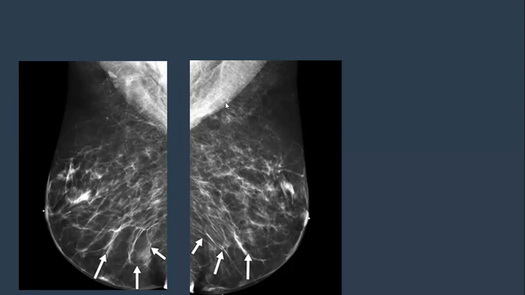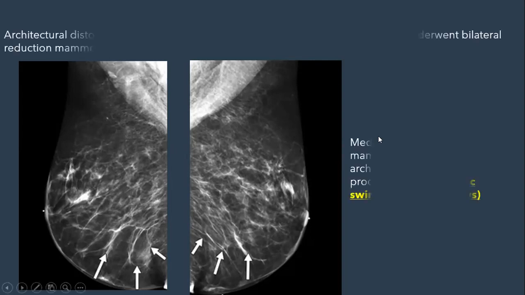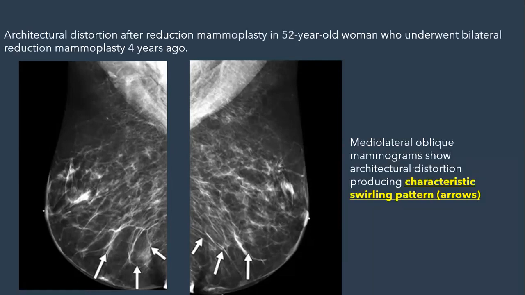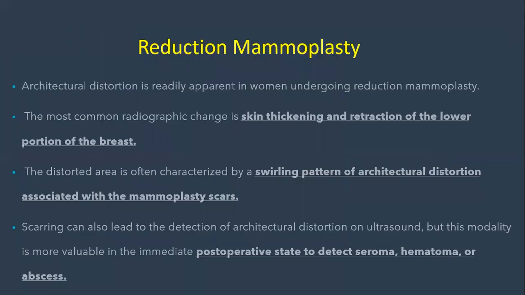But this is a case of mammoplasty. You see, the mediolateral oblique view showing architectural distortion, producing characteristic swirling patterns. In a 52-year-old patient who underwent bilateral reduction mammoplasty 4 years ago, it demonstrates skin thickening and retraction at the lower breast, and the swirling pattern architectural distortion. This is characteristic of the scar of mammoplasty. Excellent, well done.